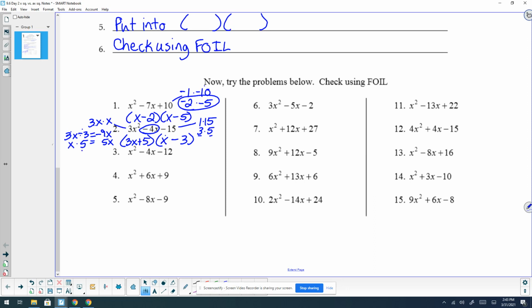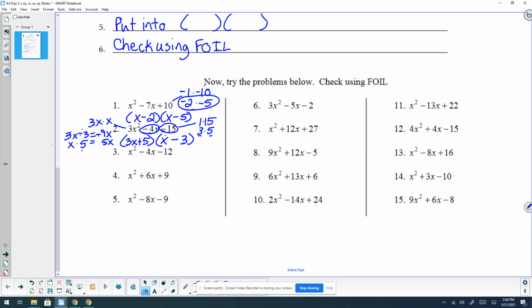and I am done. The one thing that you do want to check to make sure that your signs are correct is I'm going to take 5 times negative 3, and I want to make sure that gets me to negative 15. I already know my combinations get me to negative 4. Negative 9x plus 5x gets me negative 4. So I know that's fine. I just want to double check that I'm multiplying to negative 15 as well.